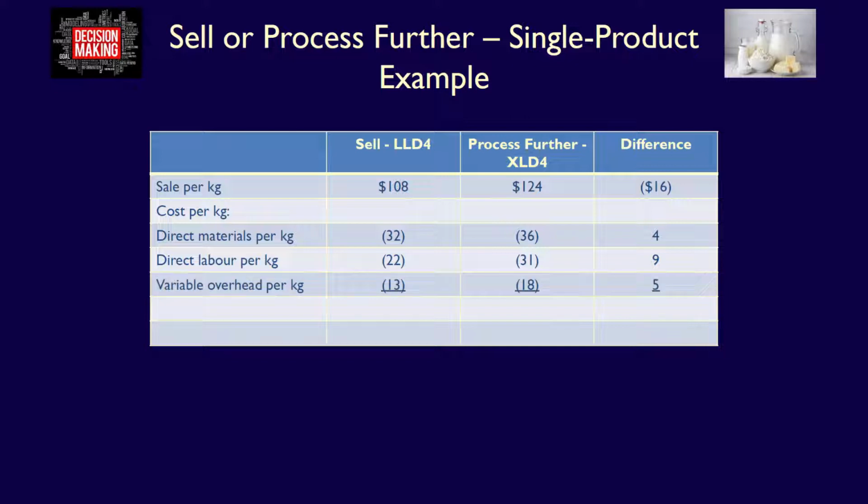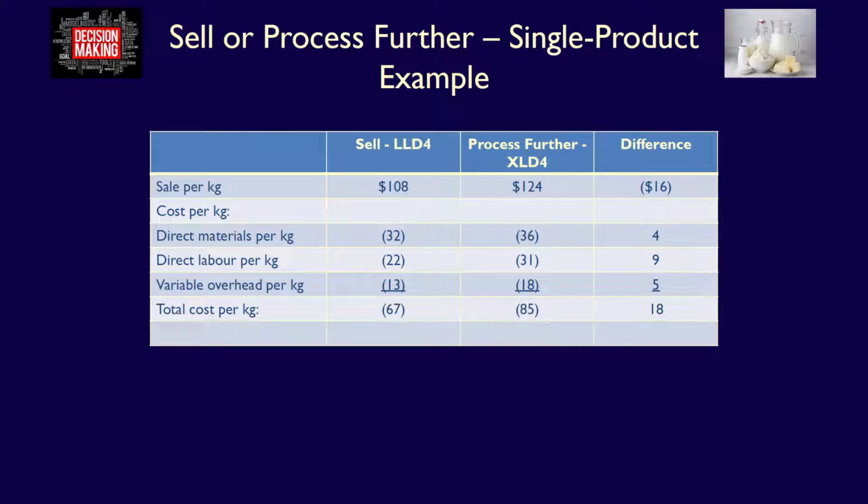Finally, variable overhead per kilogram. Negative $13 in column 2 for sell. For the process further, it's $5 more, so $13 plus $5 is equal to $18, so we place a negative $18 in column 3 under process further. Negative 13 minus negative 18 is equal to positive 5, which is the difference in column 4.